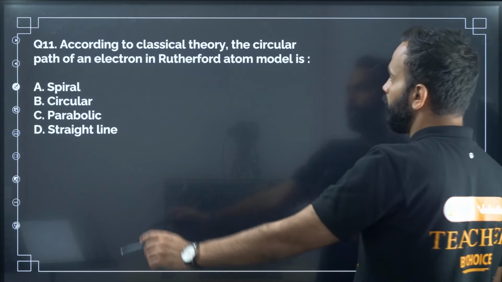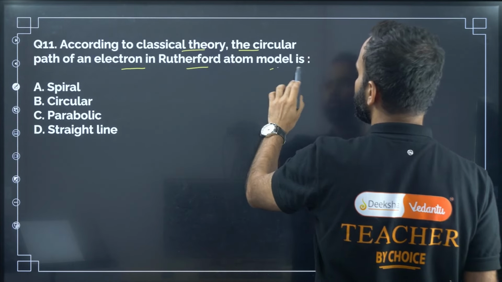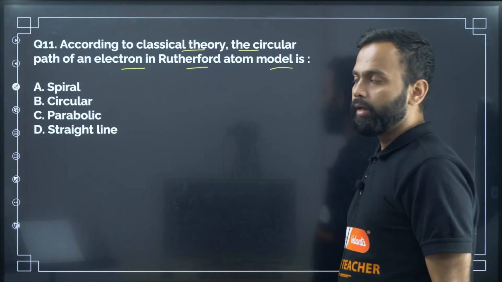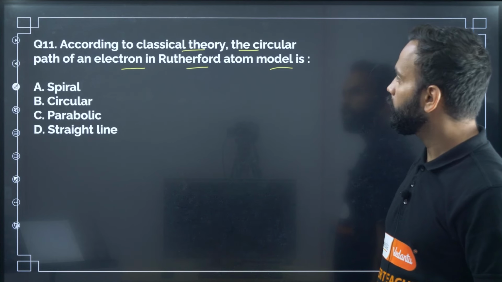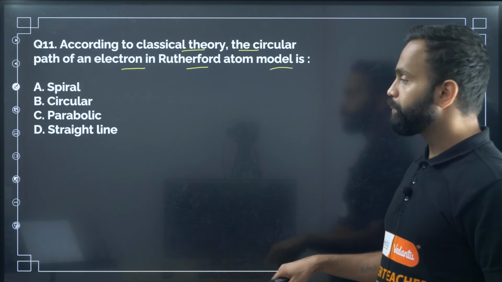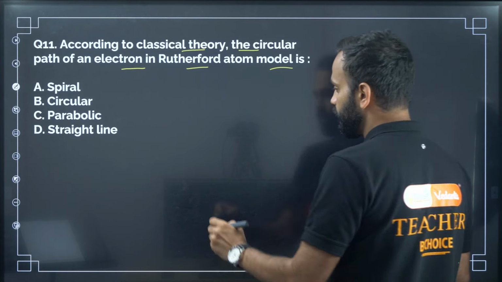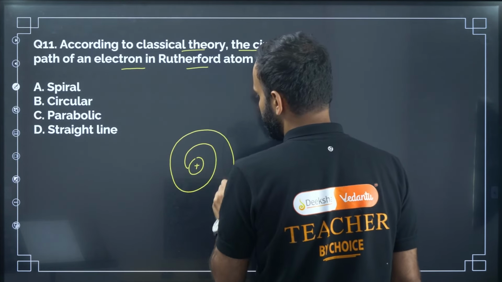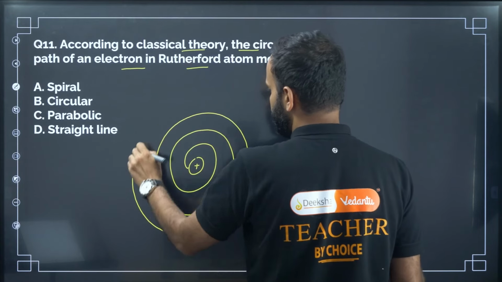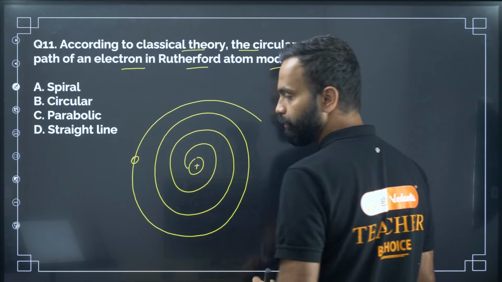Question number 11. According to classical theory, the circular path of an electron in the Rutherford atomic model is. According to classical theory, the circular path of the electron is a spiral in the Rutherford atomic model. Why? Here this is the nucleus. The circular path of the electron is spiral. Why is it spiral?